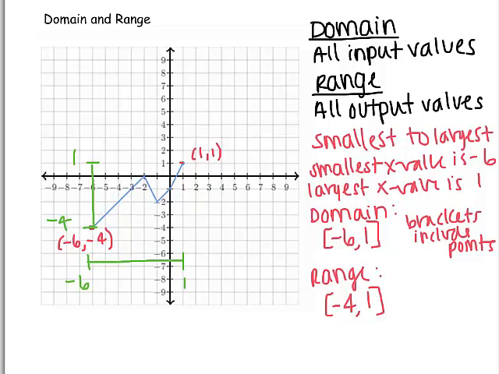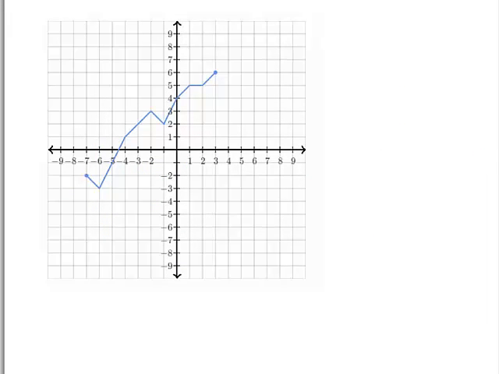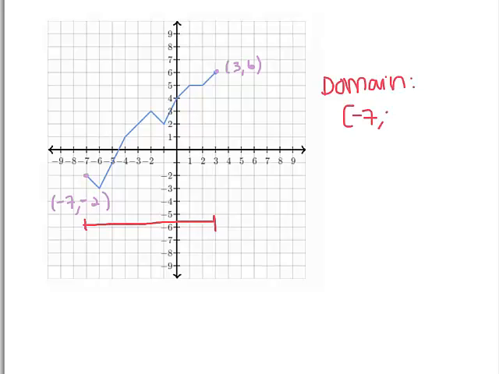Let's look at another example. So let's first mark our endpoints. -7, -2, and 3, 6. So our domain is going to go from the smallest x to the largest x. So our domain is -7 to 3, and our range goes from our smallest y to our biggest y. So from -2 to 6.